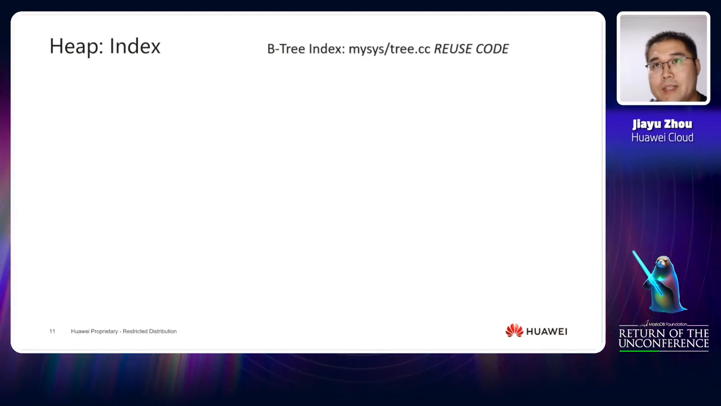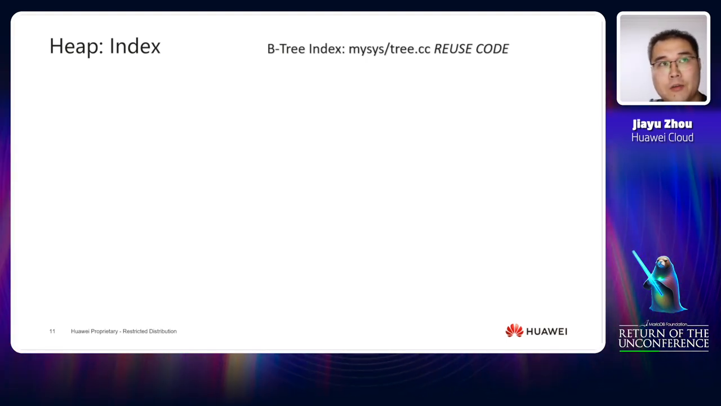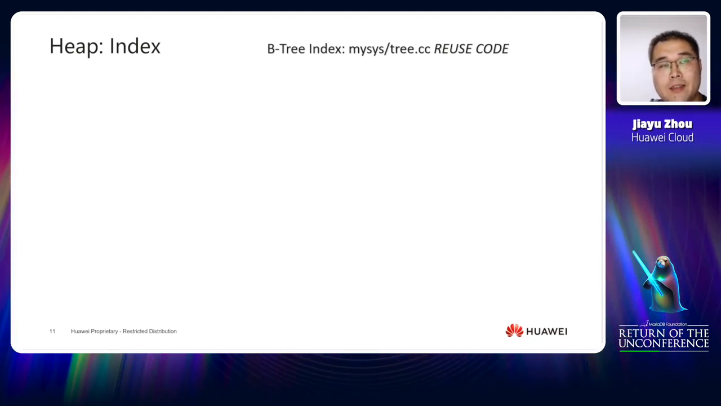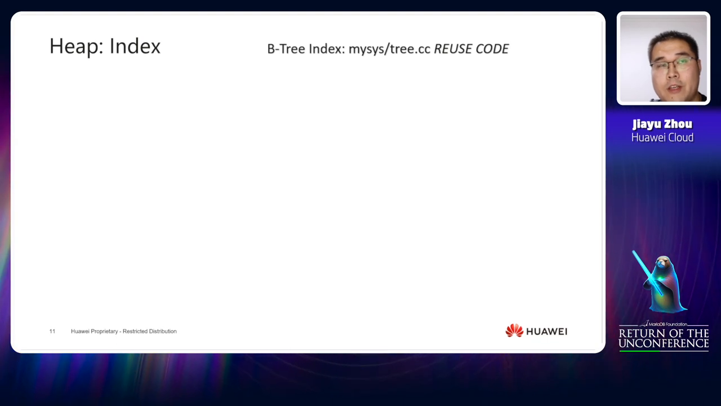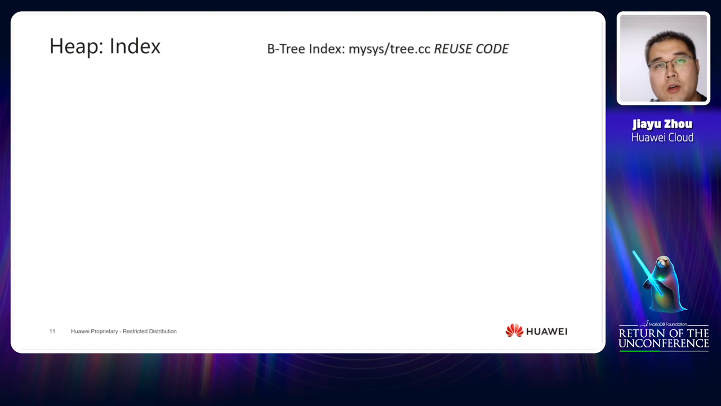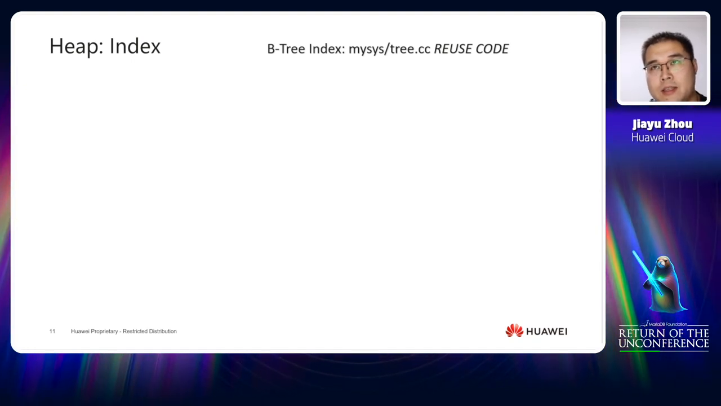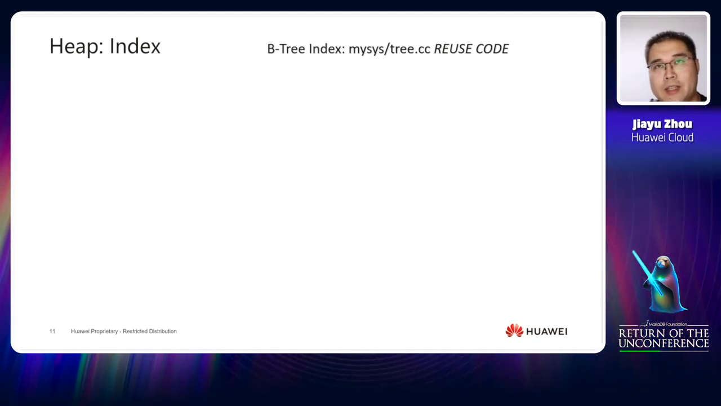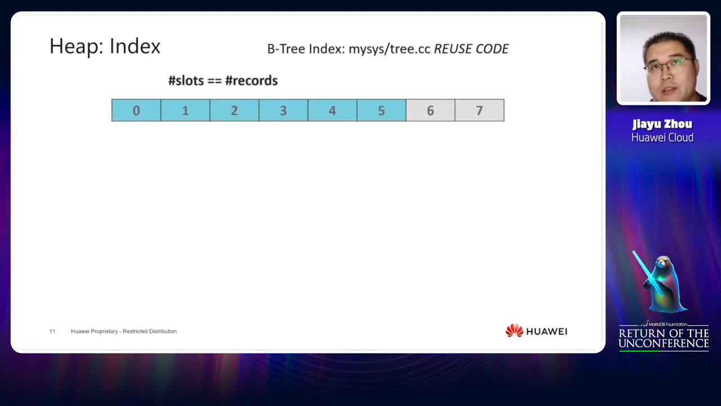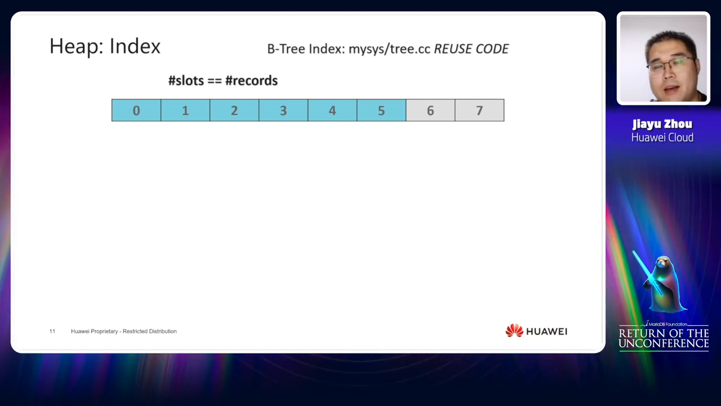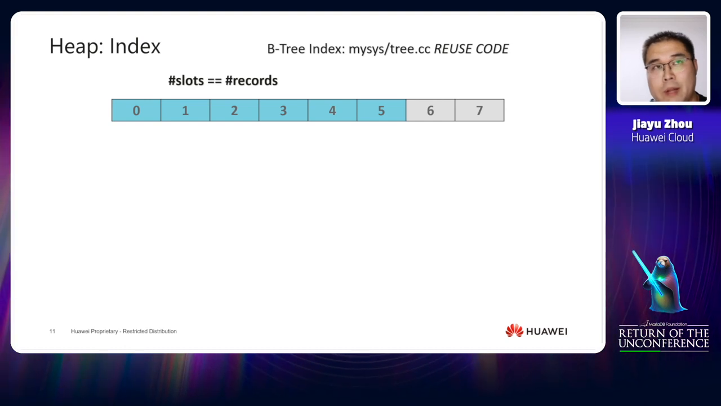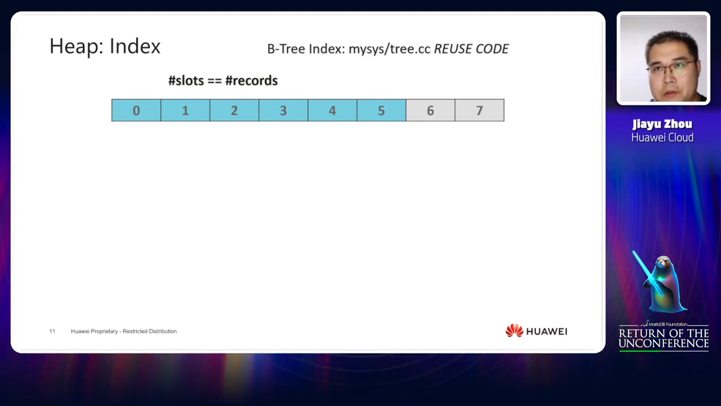And let's talk about index algorithms for Heap engine. There are two kinds of index algorithm for Heap engine. The first one is B-tree index. It just reuses the code of tree.cc, and we don't mention it here. And the second one is hash algorithm, hash index. And I think the hash index implemented by Heap engine is very beautiful.